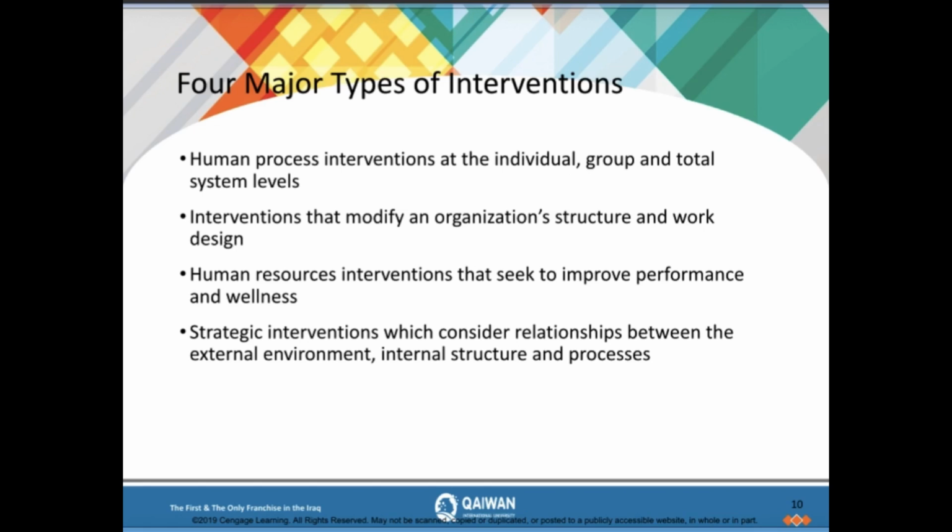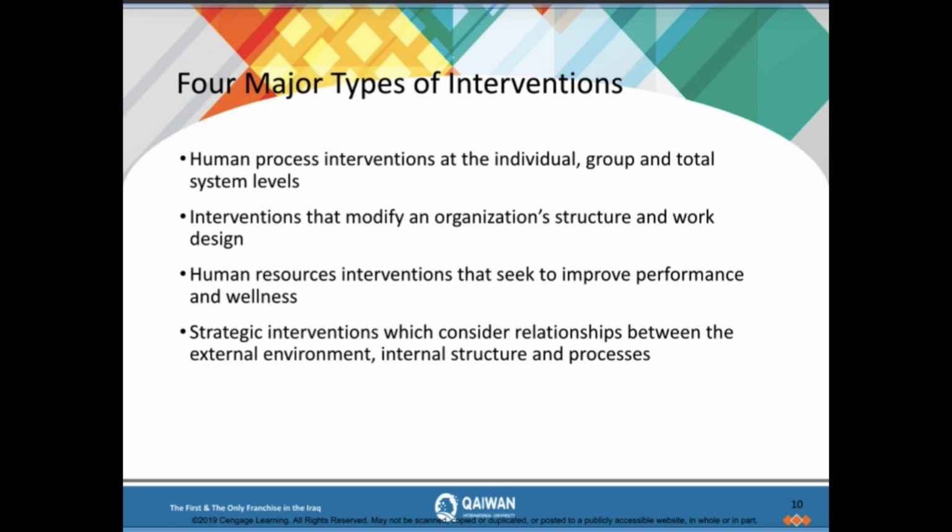So let's start with the first type of intervention, which is human process interventions. This type of intervention focuses on people and their interactions, communication, leadership, and decision making. They can happen at the individual level, group level, or whole organization.